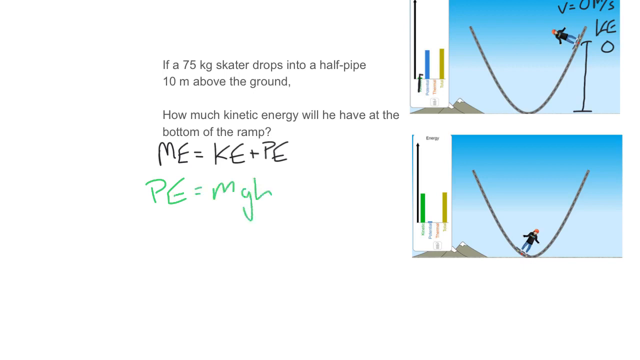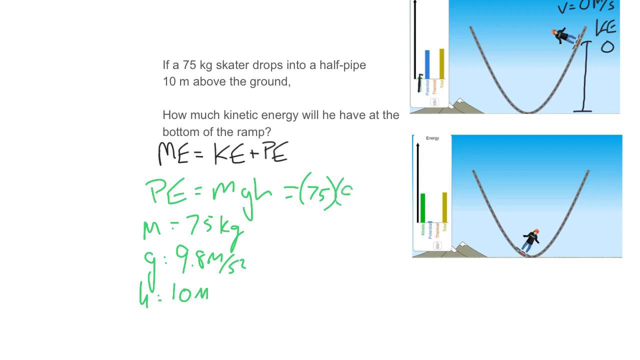PE equals mgh. I know that my mass equals 75 kilograms. I know that my acceleration due to gravity is always 9.8 meters per second squared. And I know that my height is 10 meters. And so I can plug these into my equation, calculating out my potential energy. I have 75 times 9.8 times 10. And that's going to give me a potential energy of 7,350 joules.